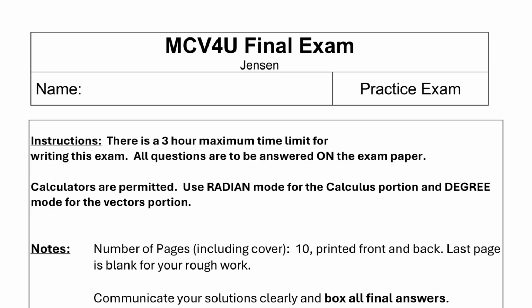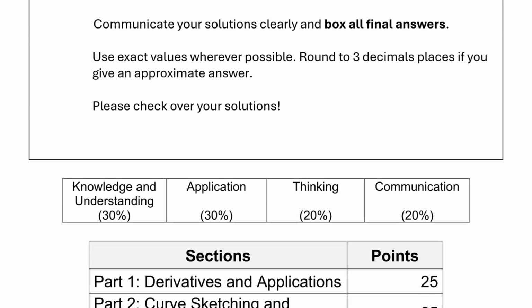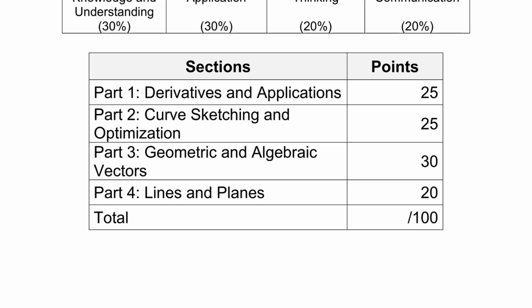Here's a final exam for the Calculus and Vectors grade 12 university level course. Now this course is really two courses in one. It's a calculus course and a vectors course. So the final exam is basically split into two equal parts. We have 50 marks coming from the calculus part of the course and 50 marks coming from the vectors part of the course.